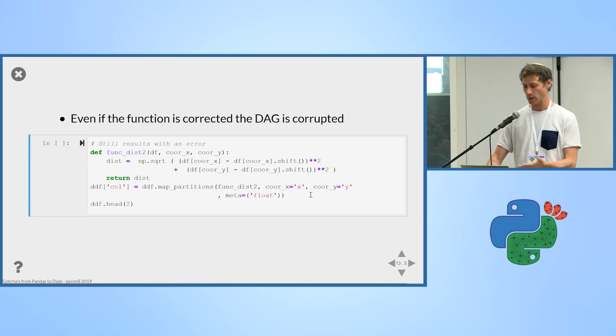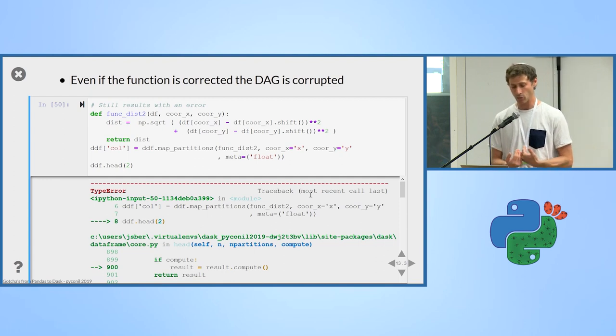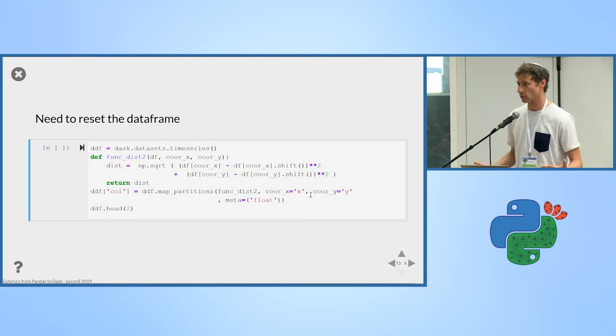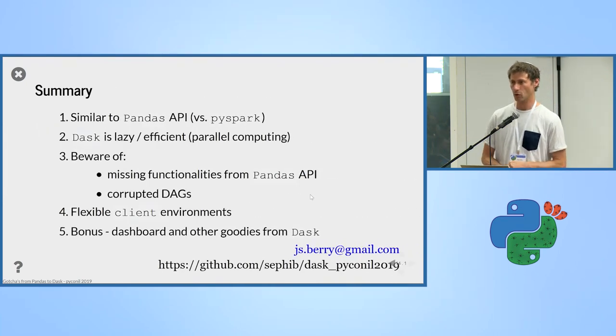Okay, so using the same data frame, I'm going to update the function and run it again. Still doesn't work. DASK remembers the computation that I fed to the DAG, and in order to run the computation, I have to refresh the DAG and reset it. So only once I reset it, I'm able to run the computation. So many times, once you're stuck, especially if you update the same object, you need to reset your DAG in order to run the computation.